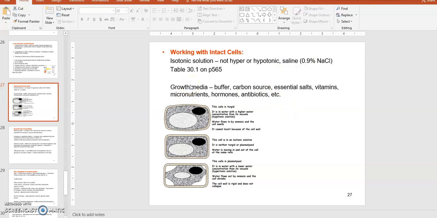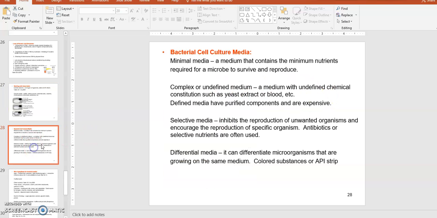So cells will grow or be maintained in a solution called growth medium, because that growth medium has the perfect pH adjusted with a buffer. And then, like I said, it'll have some sugar so the cells can feed on it to capture energy. Essential salts are important, like I said. And vitamins are also needed, trace elements, micronutrients, hormones, and sometimes antibiotics to kill other contaminants. Those are the main ingredients of cell growth media, where you're going to grow your cells and keep your cells happy.